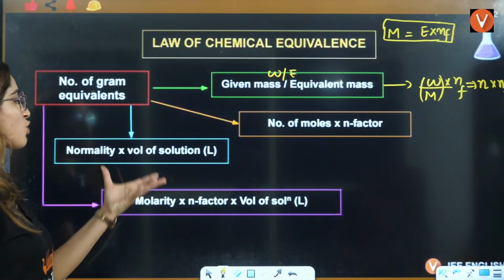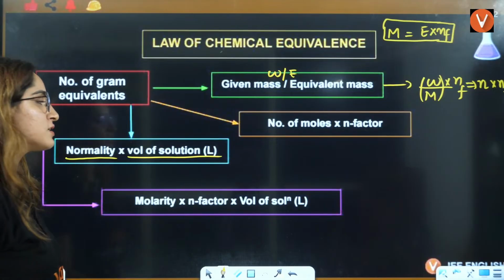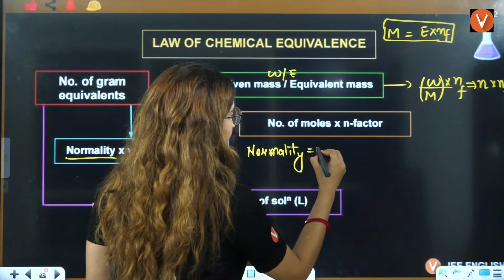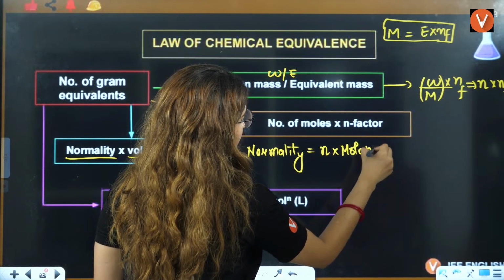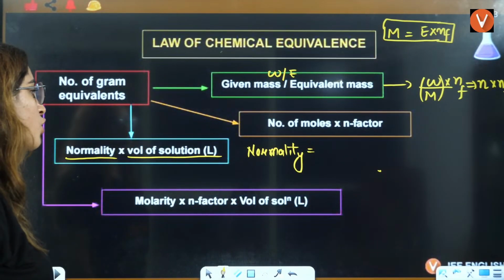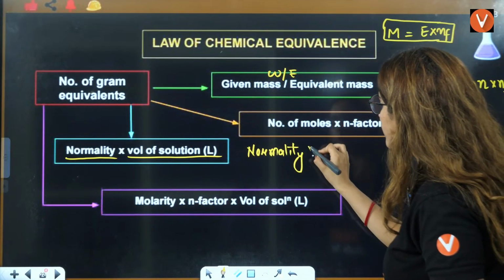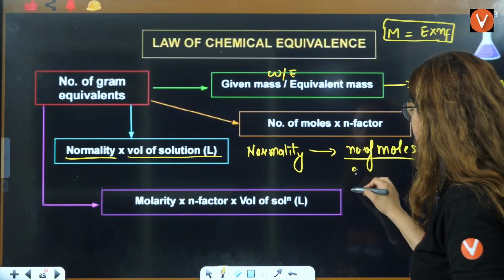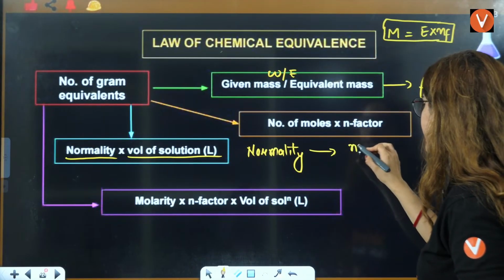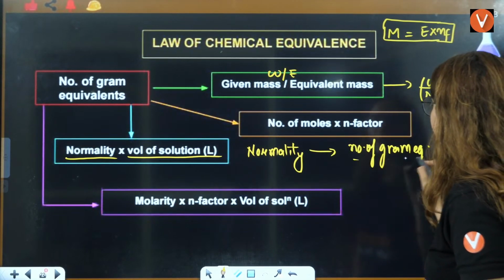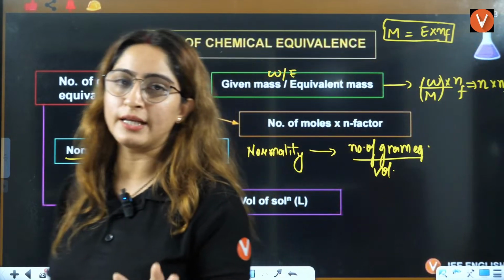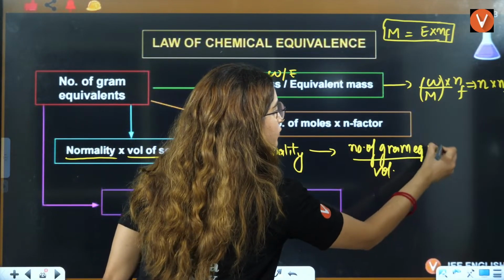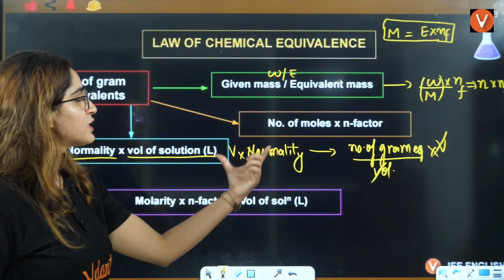Third is, if you solve it like this, number of gram equivalents is equal to volume of solution. See, the simple thing is normality is equal to n factor into molarity. Normality, we know, what is normality? Normality is number of gram equivalents divided by volume of solution. Right? That is normality. Now, if you want to write it in terms of normality, if you multiply normality with volume, it will cancel out, and the number of gram equivalents will be equal to normality into volume.